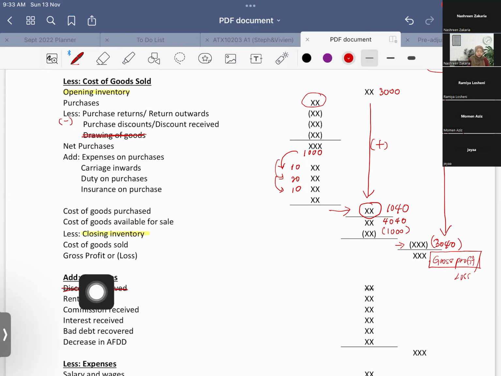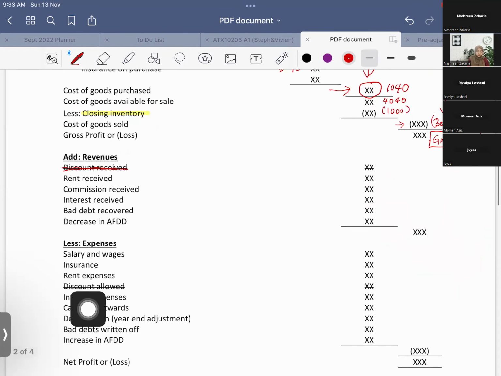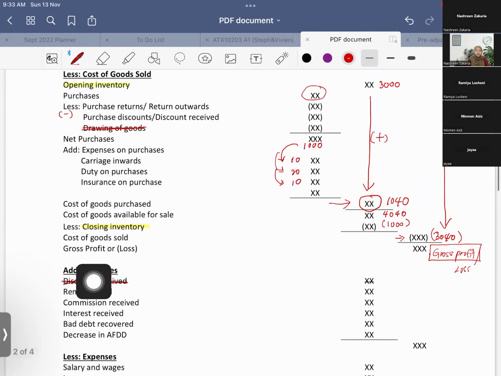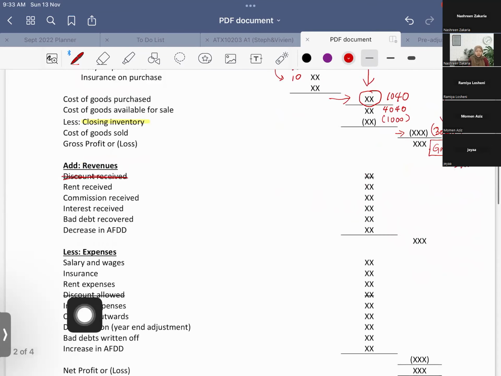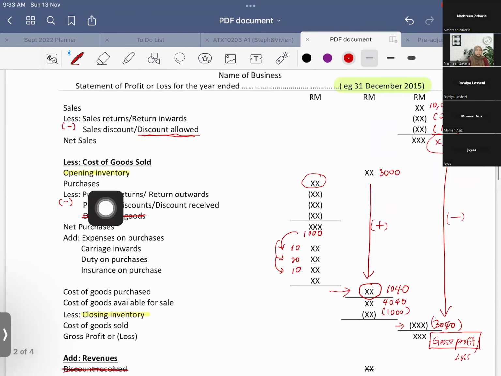Same goes to discount allowed lah. Okay, discount allowed here, you actually already do the adjustment in the sales value. Sini. Nampak tak ni discount allowed? You minus it already with sales. Okay, why do you want to minus again here? Dah jadi double deduction. So that's why it's already been crossed over sebab you dah letak dekat atas ni. So instead of put down there tadi, you letak dekat atas je.